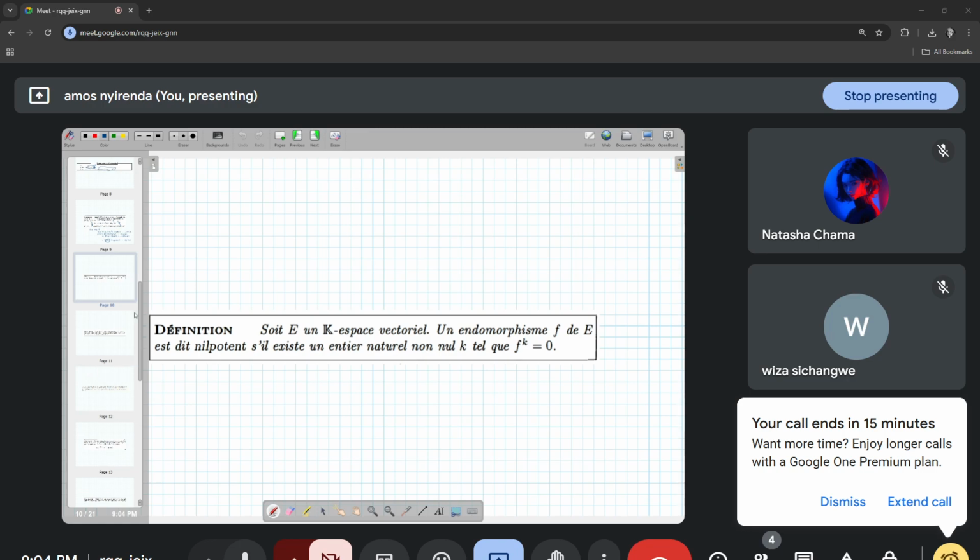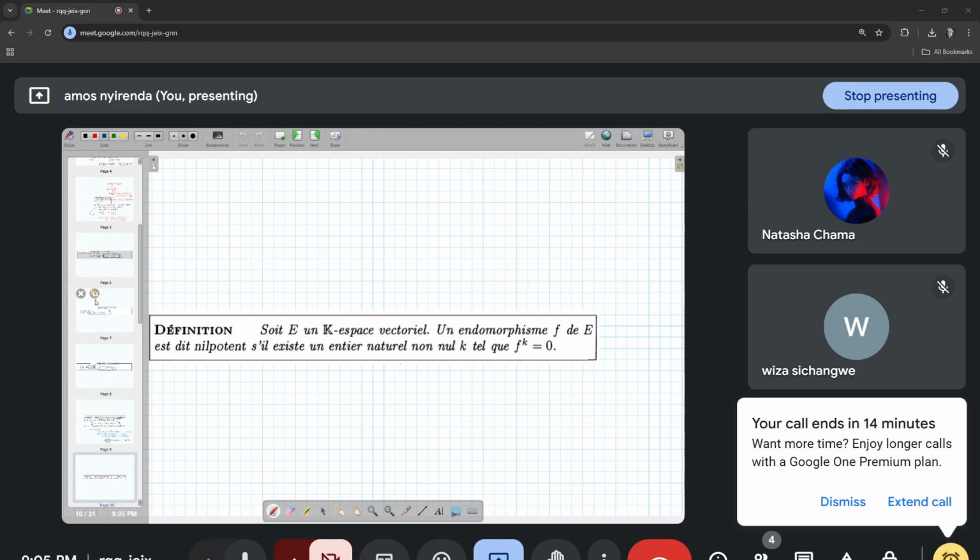Alors, so let's look at this definition that we have here. Nilpotence. So let's look at the idea of nilpotence. We'll also look at this for les matrices, when we start le calcul matriciel, we also define nilpotence. And by the way, let me first of all explain what an endomorphism is.